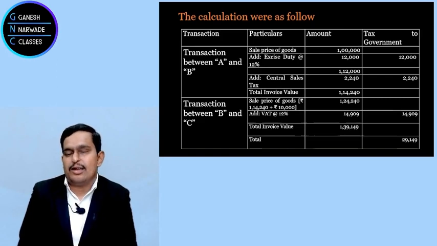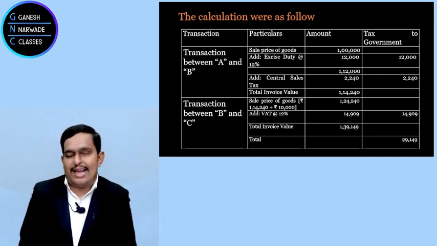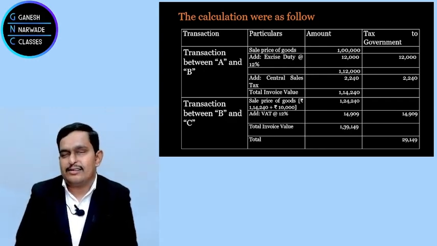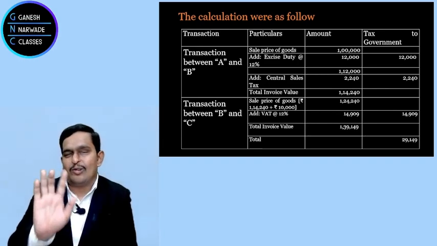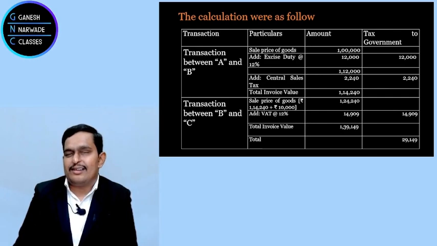See, 1 lakh 12,000 includes tax, correct? Now on that, 2% CST. 1 lakh 12,000 into 2%, 2,240 came. But in this, already 12,000 was taxed under excise duty, and on that excise duty tax amount, again CST is collected. Okay, yes or no? On 1 lakh if you collect, that's okay. But on 12,000 also again, right?